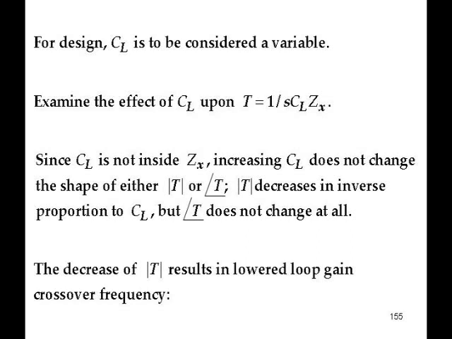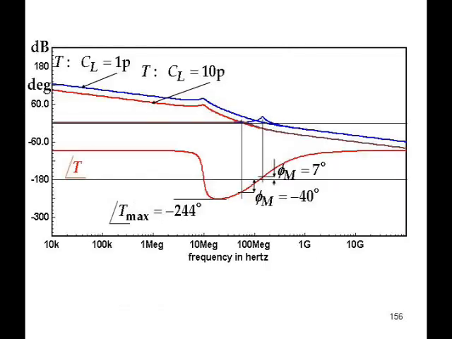So the phase graph stays in place, and increasing CL lowers the entire magnitude graph proportionately. Now you see what's going to happen if you do it. It means the crossover frequency is going to move down, and the phase margin is going to disappear mighty fast. And when you get into the region below -180, it's unstable.